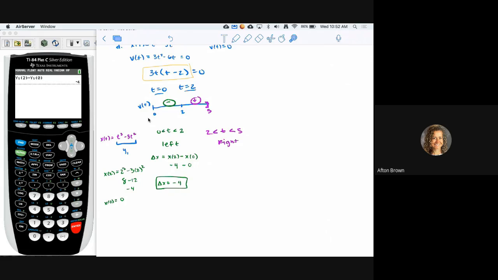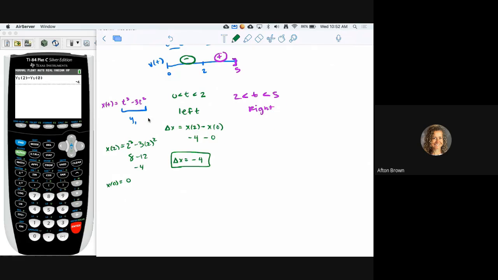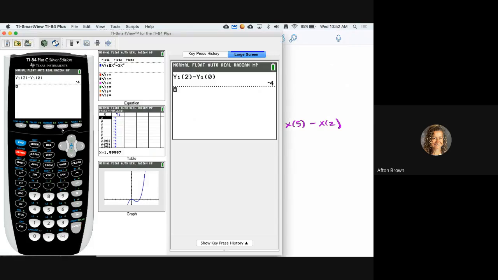Okay, let's do the same thing for where we were moving to the right. If we want to figure out how far we were moving to the right, I would need the change in position over that time. So I would do the position at 5 seconds minus the position at 2 seconds, because that was the interval when we were moving to the right. So now on our calculator, we'll type that in. I'm going to go alpha trace, y1 at 5 minus alpha trace y1 at 2. Again, I chose 2 and 5 because that's the interval where it's moving to the right.